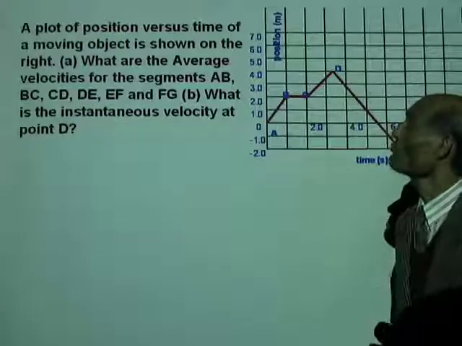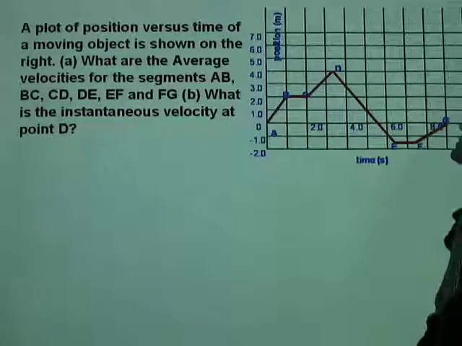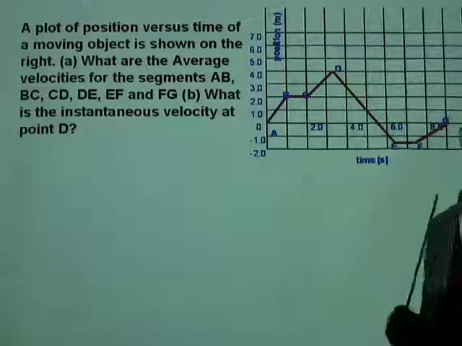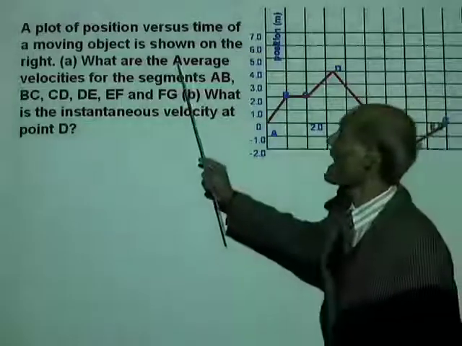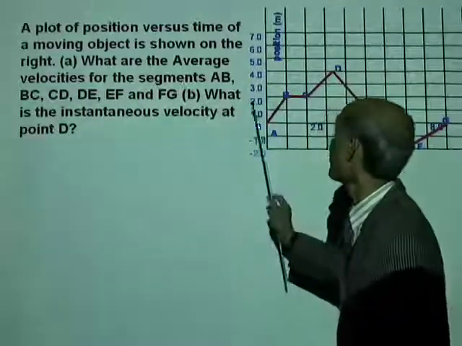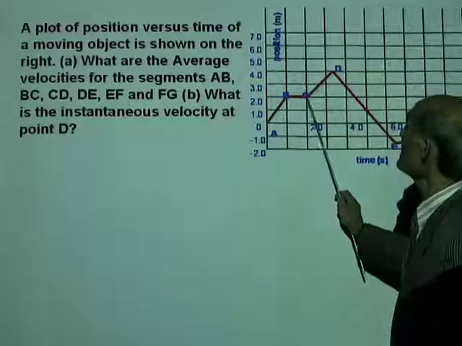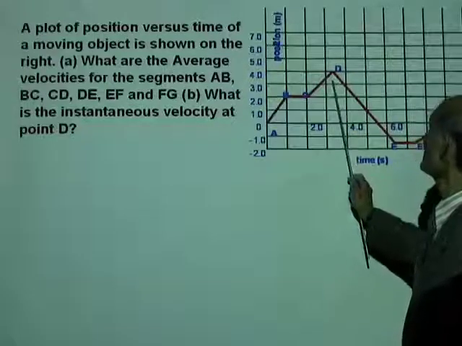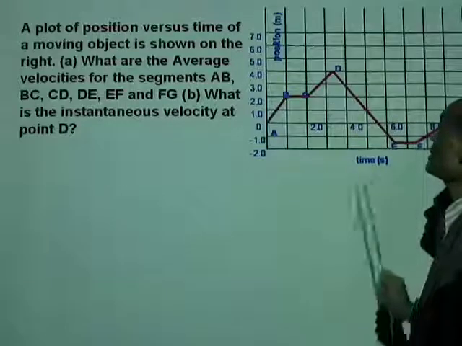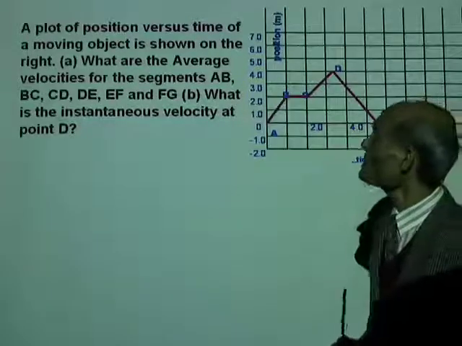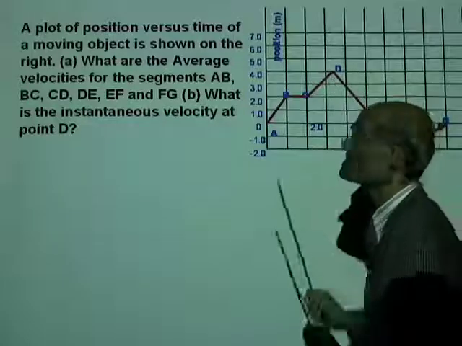A plot of position versus time of a moving object is shown in the diagram here. I hope you can see all that diagram. What are the average velocities for the segments AB, BC, CD, DE, EF and FG? What is the instantaneous velocity at the point D?